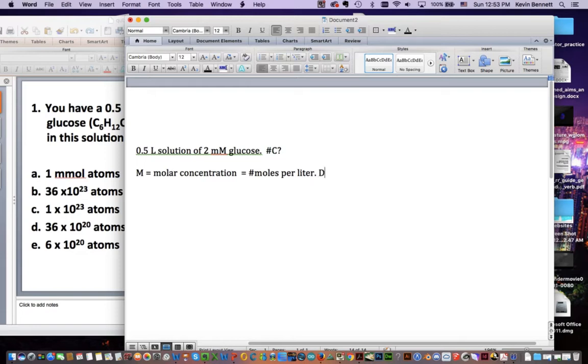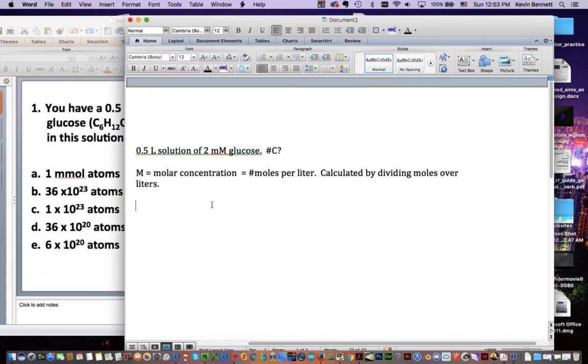And if you're trying to calculate it, what you would do is take the number of moles you have and divide it by the number of liters you have. Okay, so that's how you calculate molar concentration. Now the question is here, you know what the concentration is, and you're asked to find how many carbons are in solution. Okay, so the first thing is we know that we're talking about glucose, not carbon. So let's start with that.